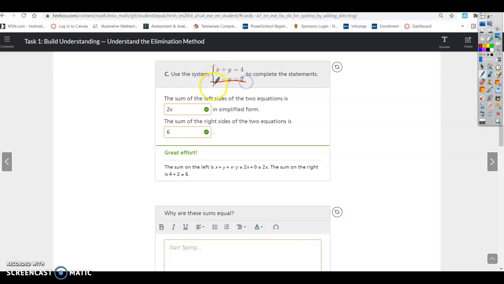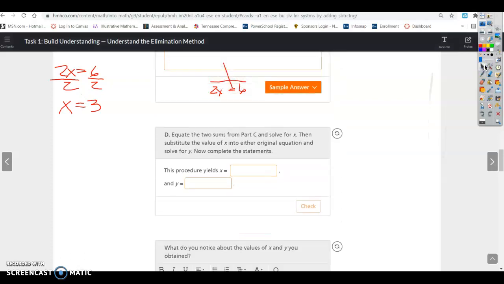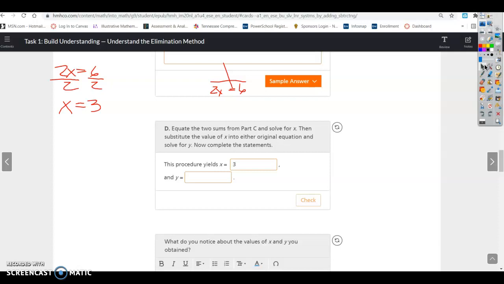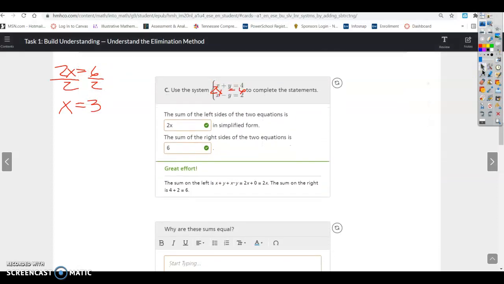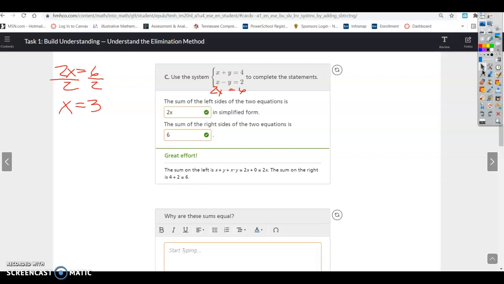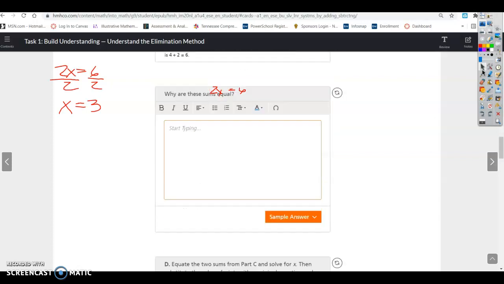So when we added these, we got the 2x, this canceled, and we got equals 6. So 2x equals 6, divide by 2, x equals 3. So we know that x equals 3, and then we could plug that back in and find y as well. x equals 3. If we substitute that back in, we're going to get y equals 1. And you can look back up at one of the equations and see x plus y, if we let x be 3, subtract 3, you get 1.